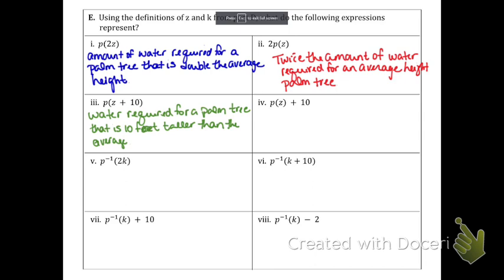All right, 4, notice now that plus 10 is on the outside, so that's the amount of water. So that's going to be 10 gallons more water required for an average height palm tree.